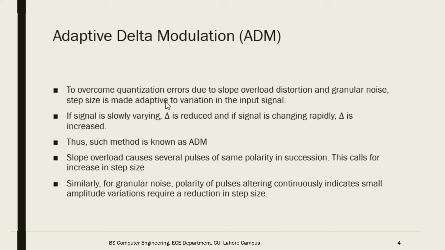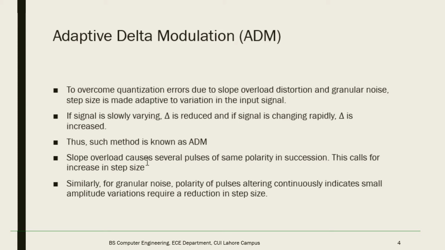So it is the most important part, that here step size is not fixed but it is adaptive in nature. If the input signal is slowly varying, then delta is reduced or its size is decreased, and if the signal is changing rapidly, then delta is increased or its size is increased. Thus such a method is known as adaptive delta modulation, because here the step size is adaptive.